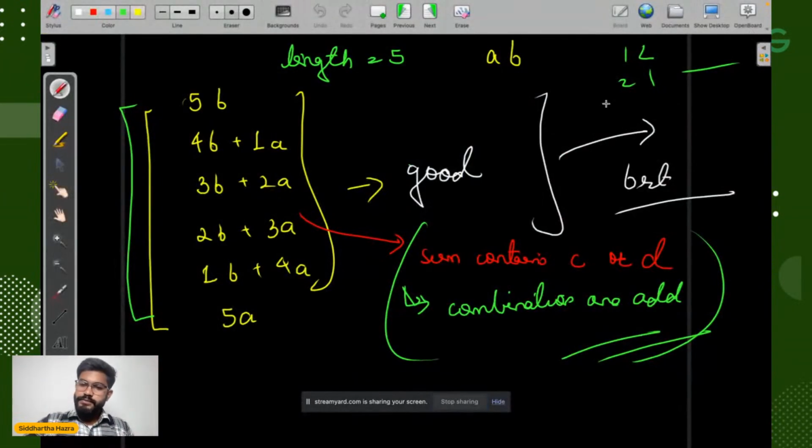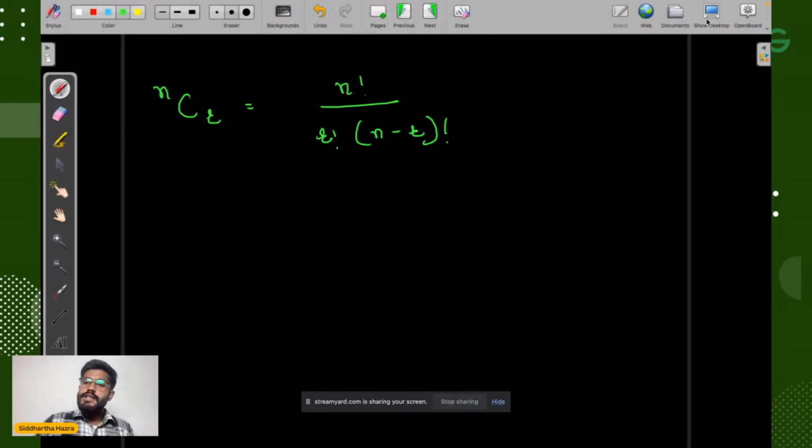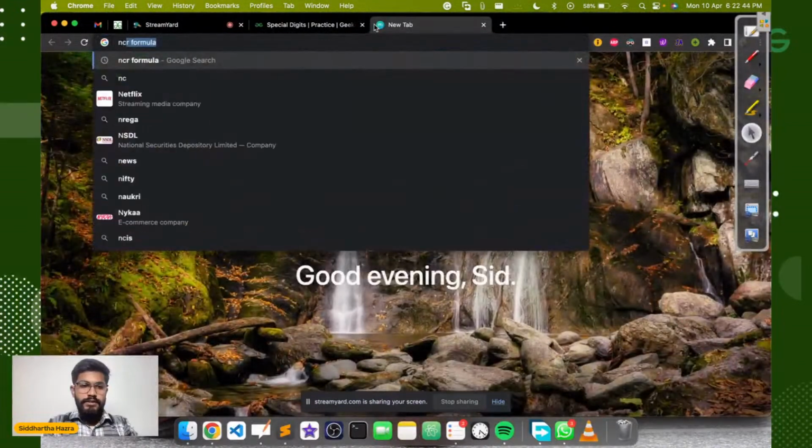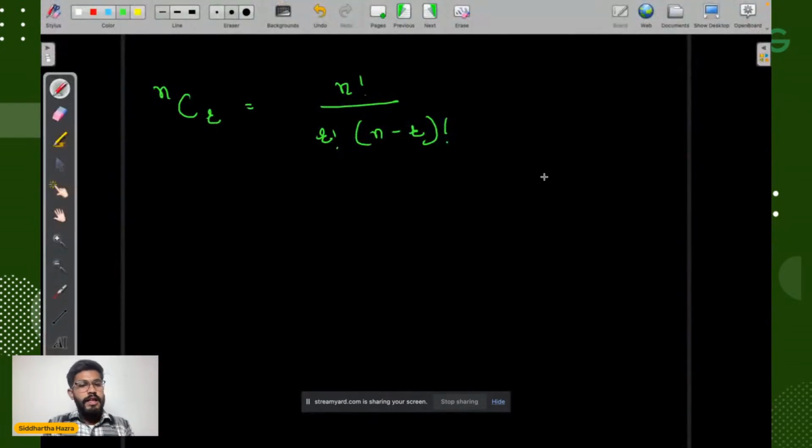So now suppose we want the value of NCR. The value of NCR is n factorial divided by r factorial multiplied by n minus r factorial. You can confirm this by the NCR formula: n factorial divided by n minus r factorial and r factorial. Okay, fair enough. So now we need the factorial. Factorials can be very large.